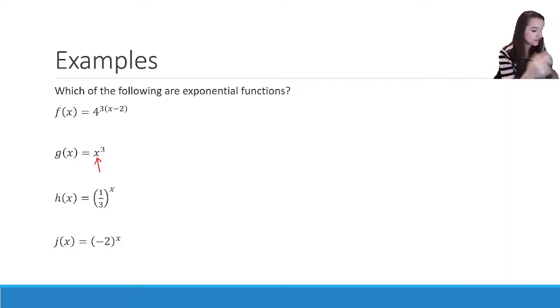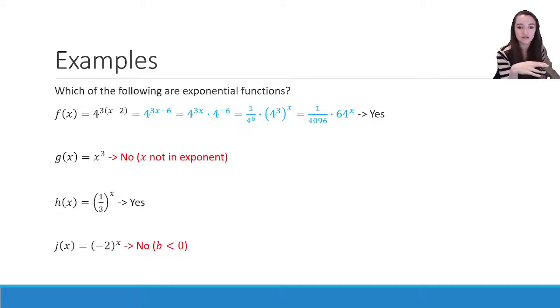But for j, it's in the same format, but we see that b is in fact less than 0 because it's -2. So that is not an exponential function. So we get 2 out of the 4 of these are exponential functions. One required a little bit more work than the others, but just to make sure you understand how you can manipulate these things.